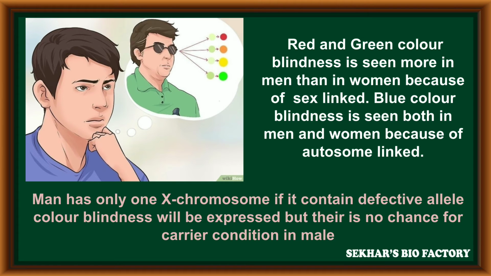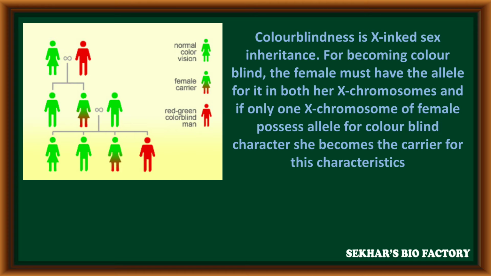So man has only one X chromosome in allosomes. If it contains a defective allele for color blindness, it will be expressed. But there is no chance for carrier condition in male because of one X and one Y chromosome. So color blindness is X-linked sex inheritance.